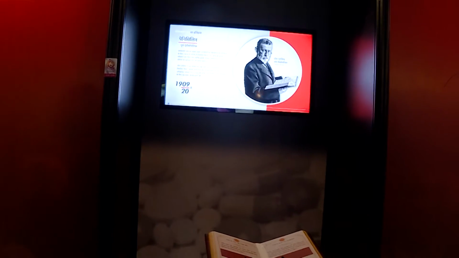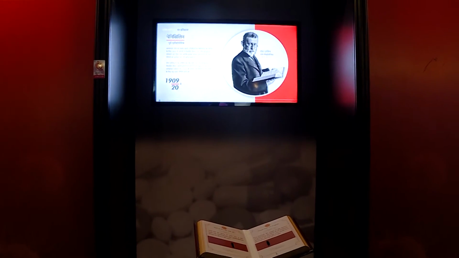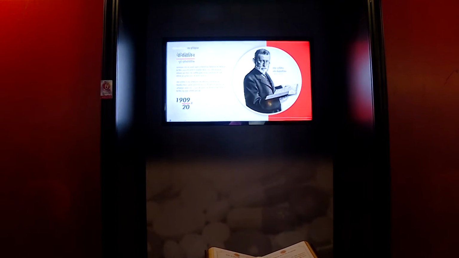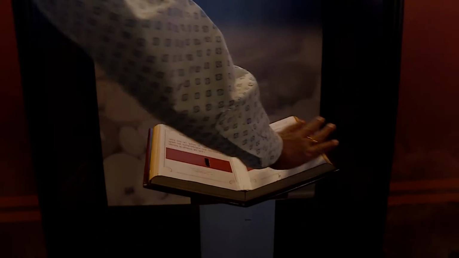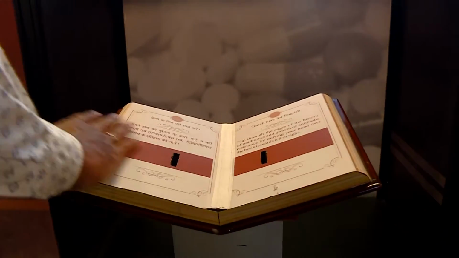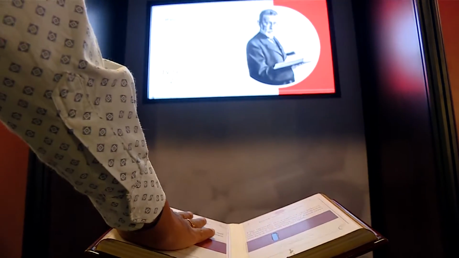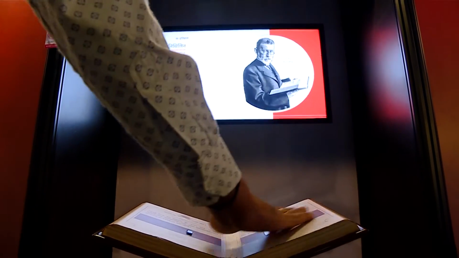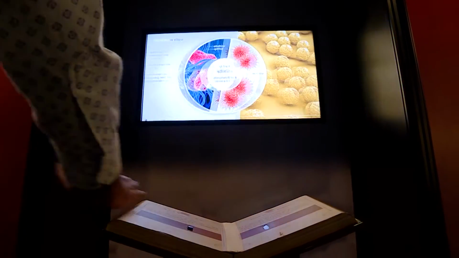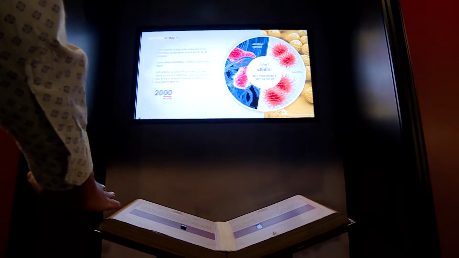The next section in this exhibit on the microscopic world, we have the history of antibiotics development starting from the first penicillin which began in 1928 to the present day. One can scan through the digital flip book. So you can just flip your hand and look into the history of the different types of antibiotics which have been developed.